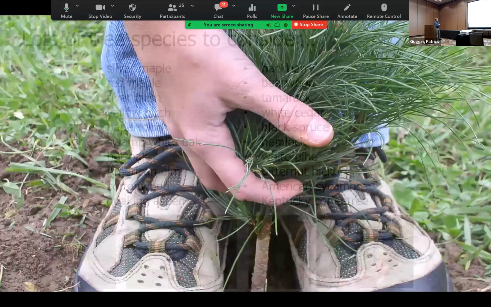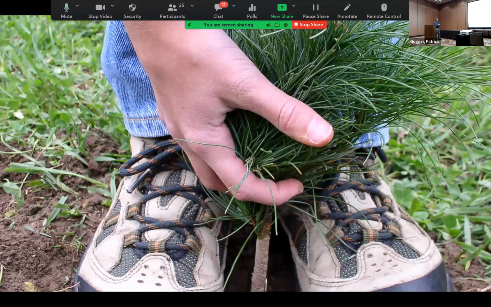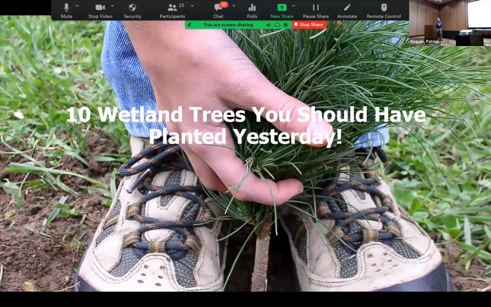So my colleague Brad and I sat down, and we came up with the 10 wetland trees you should have planted yesterday. That's kind of clickbait, but I thought it was cute. Brad and I work together quite closely, and we often think our humor is good, but most people don't.